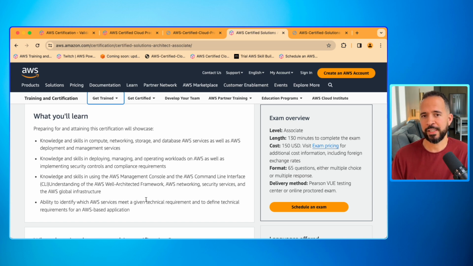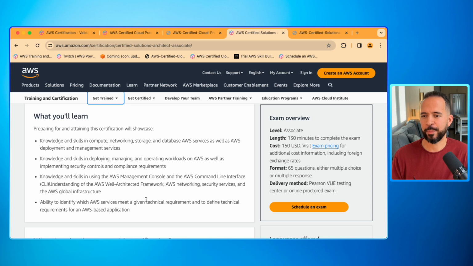You still have 65 questions, but you're given 40 minutes more to get through the material. Now, check out what you're going to learn. This is way more in depth than the Cloud Practitioner. You're going to need to be able to showcase your skills in compute, networking, storage, database, AWS services, as well as deployment and management services.